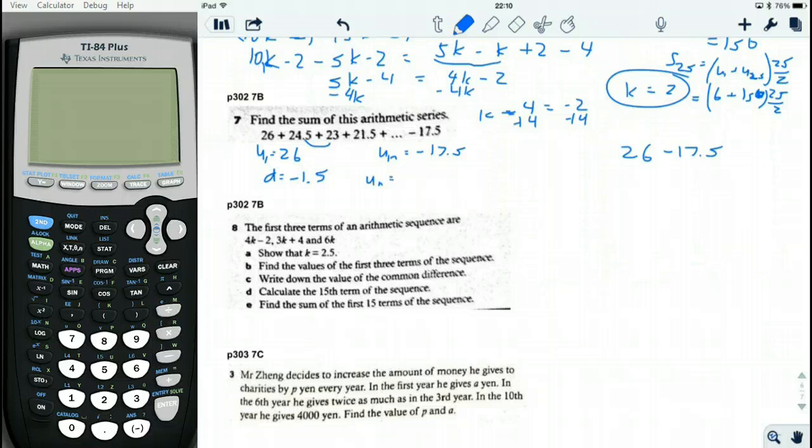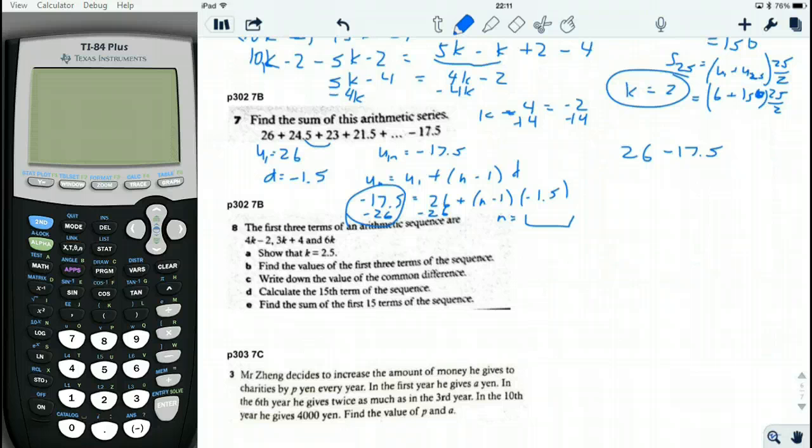Well, we have a formula that figures out n, which is this formula, right? And we know that negative 17.5 is the last term, 26 is the first term. We don't know what n is, and we do know that d is negative 1.5. So we can solve for this using algebra. We subtract 26 from both sides, and we end up with some messy number here, and then we divide the number by negative 1.5, and then we add 1, and we get n equals something, okay?